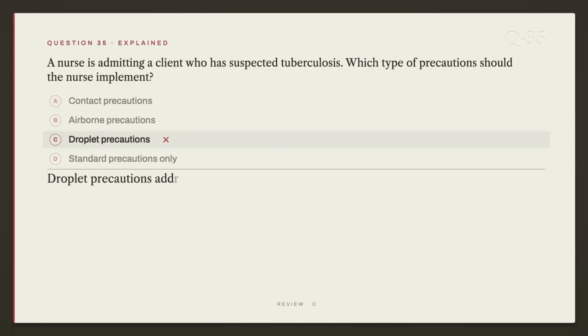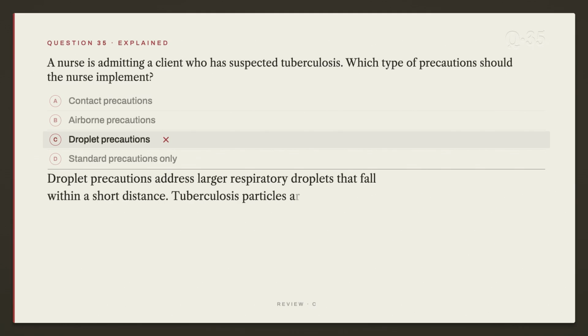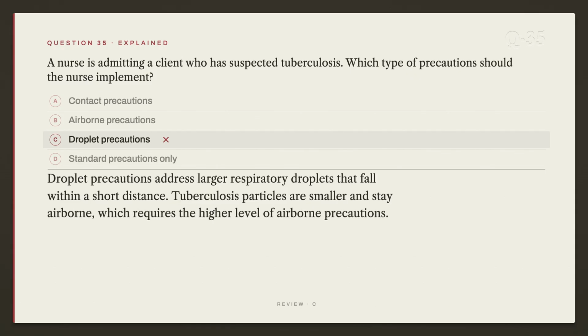C is wrong because droplet precautions address larger respiratory droplets that fall within a short distance. Tuberculosis particles are smaller and stay airborne, which requires the higher level of airborne precautions.